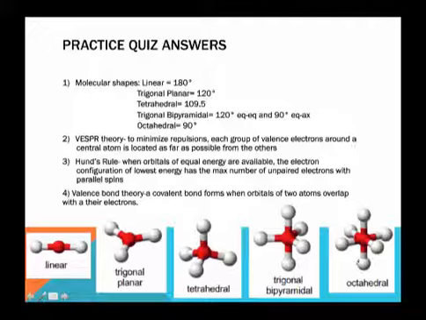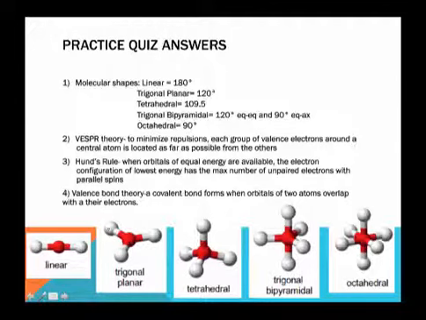The next question asked, what is the basic principle of the VSEPR theory? And so the VSEPR theory states that to minimize repulsions, each group of valence electrons around the central atom is located as far as possible from each other. So here in trigonal planar, you can see that they're all equally spaced apart, and so this is the maximum distance they can be away from each other without being closer to another one.